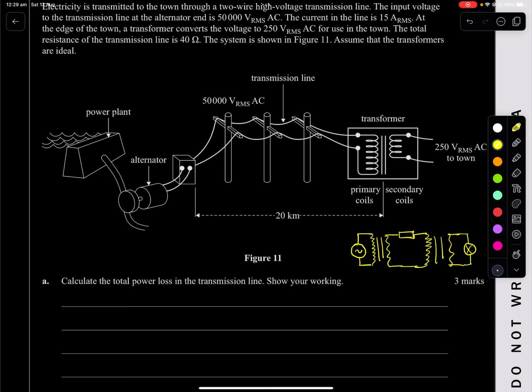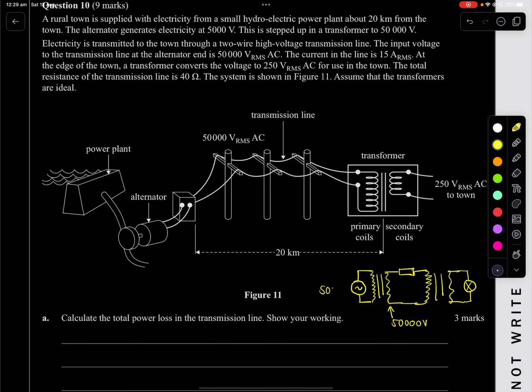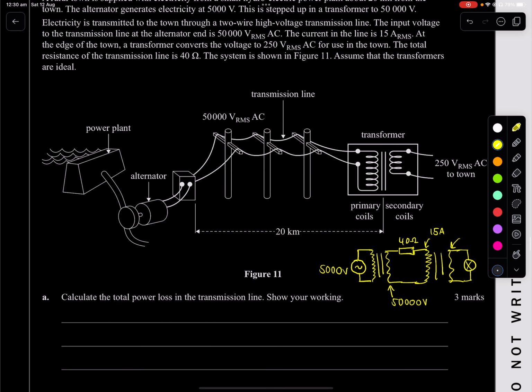So we know over here we have 50,000 volts RMS. This was 50,000 volts. This one's 40 ohms. This over here, the current is 15 amps RMS. What else? The transformer converts the voltage to 250, so here the voltage that comes out is 250 volts. Okay, that's all we need.